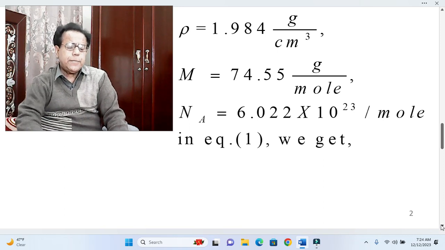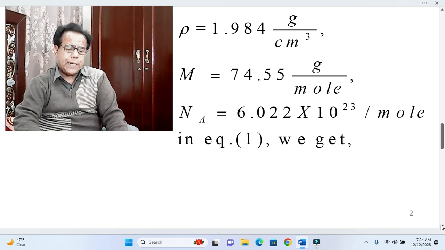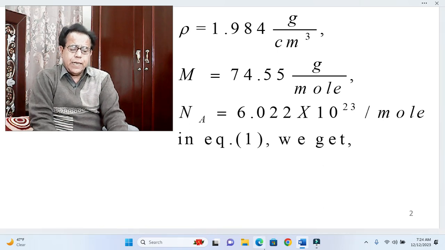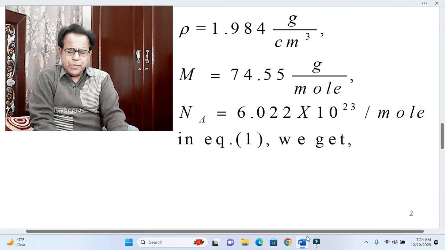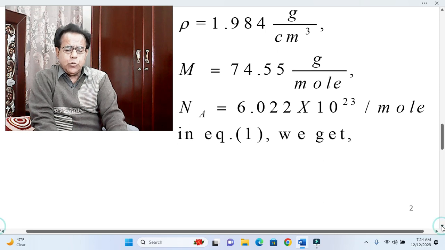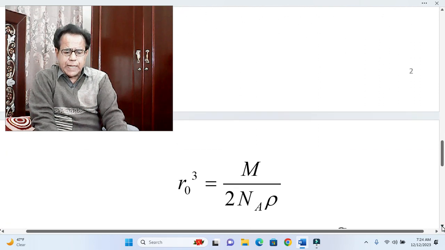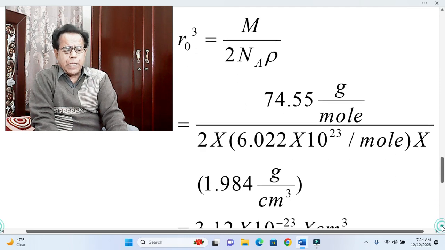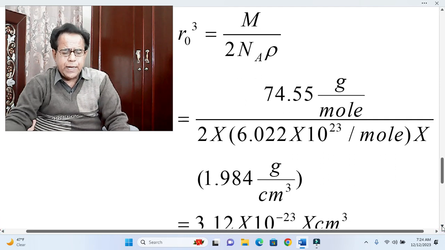So dear students, in this expression, that is equation number 1, we will put these three values. Out of these three values, two values are provided in the statement, while the third value has been taken from the snapshot, which is about Avogadro's number. So when we put these three values in equation number 1, we will get R naught cube equal to capital M over 2 NA rho.